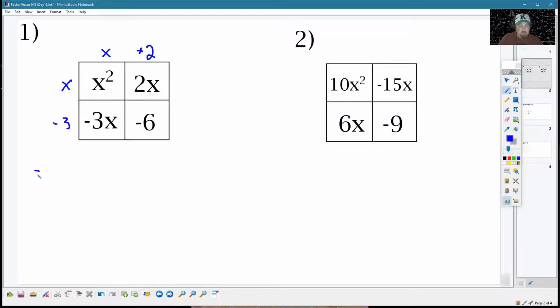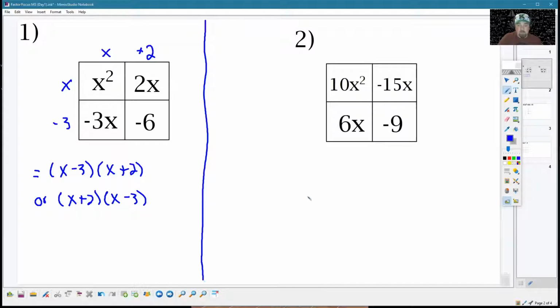And then before you finally write down your answer here, make sure that it multiplies back out. X times x gives you x squared, x times 2 is the 2x, -3 times x gives you -3x, -3 and positive 2 gives you -6. So that means x minus 3 times x plus 2 is equivalent to the stuff inside the grid. Now you could have written this x plus 2, x minus 3, because it doesn't matter which order we multiply in, but you do not need to write them both, but just so we understand they are the same thing.